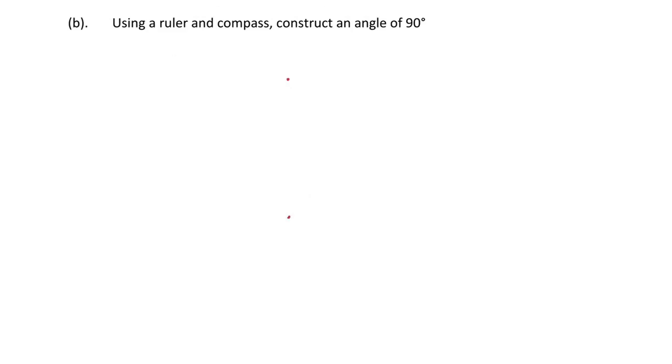For part B, using a ruler and a compass, construct an angle of 90 degrees. Okay, so this is a geometry problem, and let us construct it. We are going to start by drawing a horizontal line with the center O.